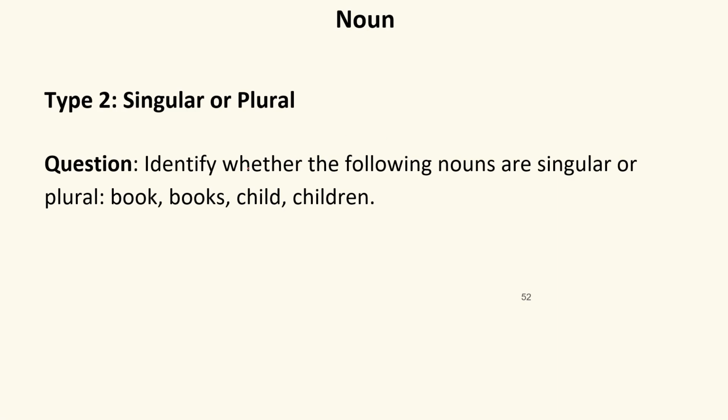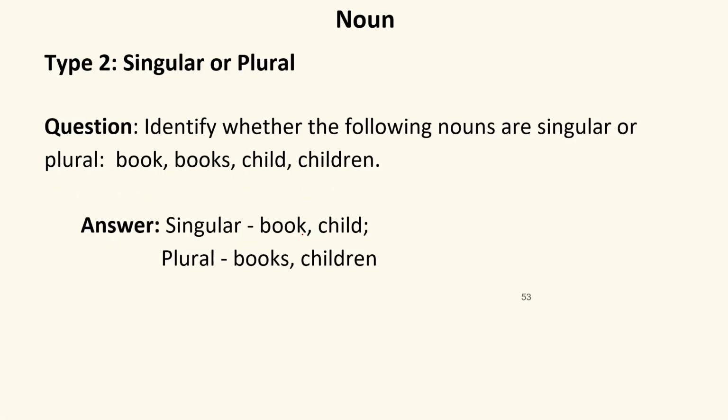Now again you are asked a question: identify whether the following nouns are singular or plural. In the case of book and books, book is singular, books are plural. Child is singular and children is plural.